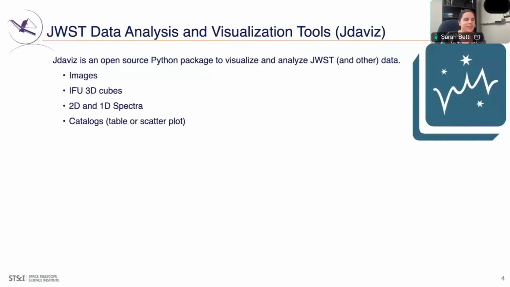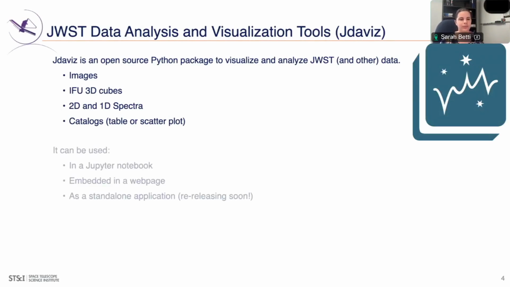So what is Jdaviz and how can we use it? So Jdaviz is an open source Python package that we use to visualize and analyze Webb and even other data such as Hubble, Roman, or ground-based. We can use it to look at images, IFU 3D cubes, 2D and 1D spectra, and catalogs in order to look at tables or even scatter plots of those catalogs.